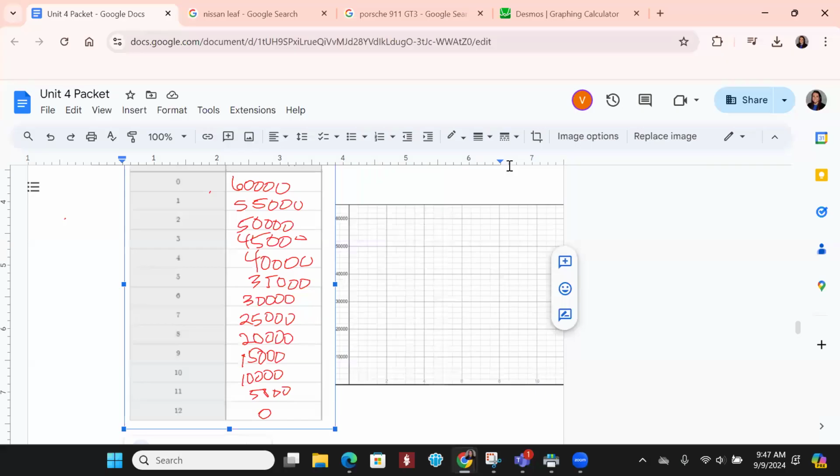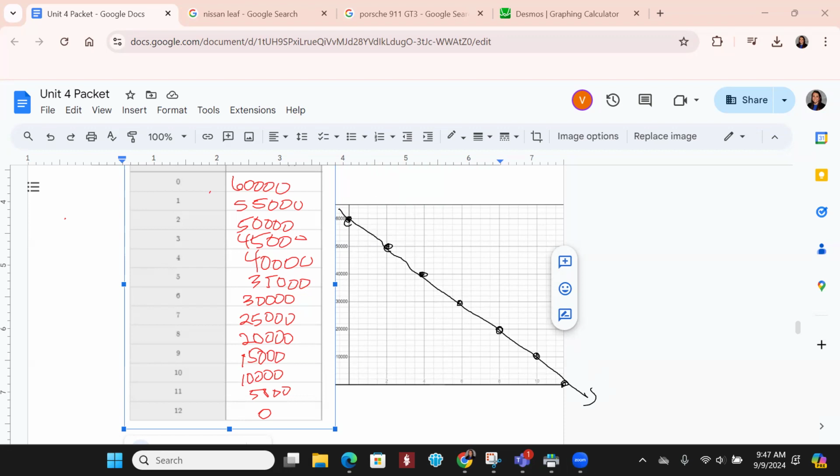Now that we filled in that table, all we did was subtract as we were going. Now we're going to draw the linear function, so you're just going to plot these points. I'm going to do it by tens. You should get a straight line and it should be going down. If it's not, then you got something wrong.